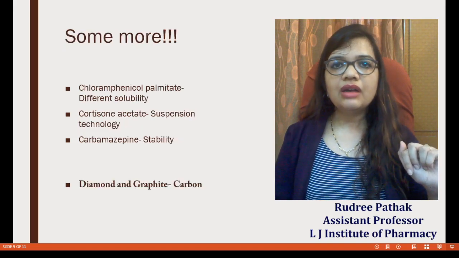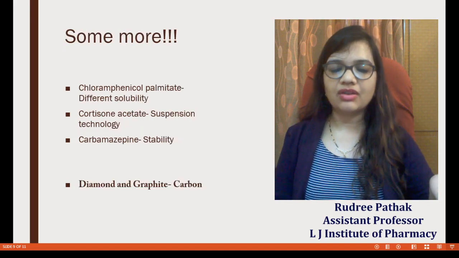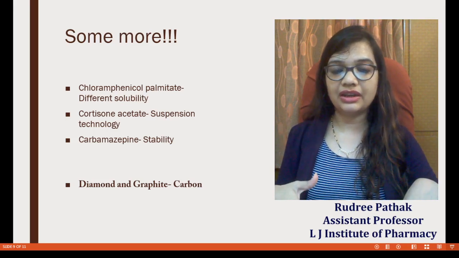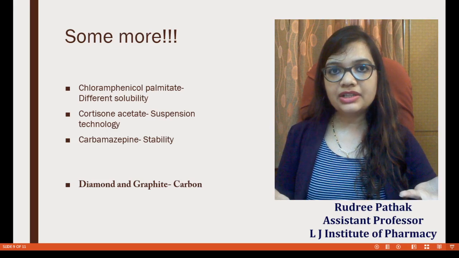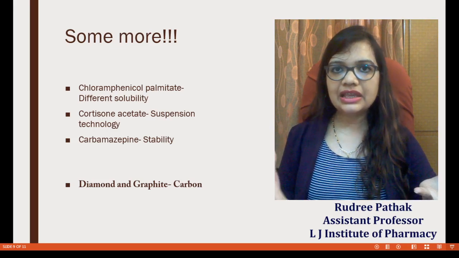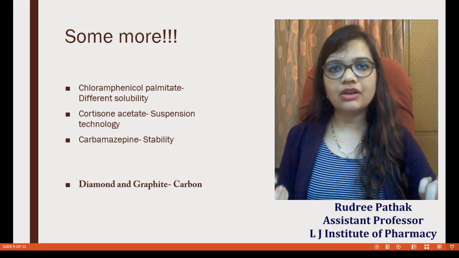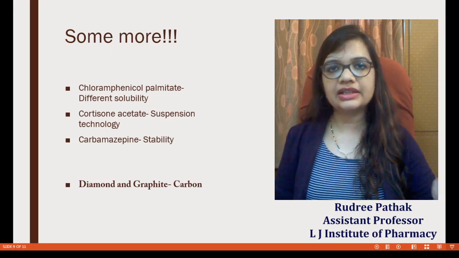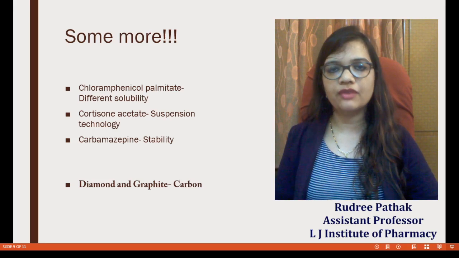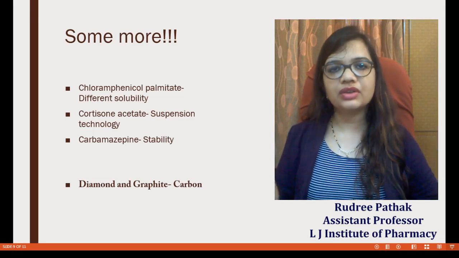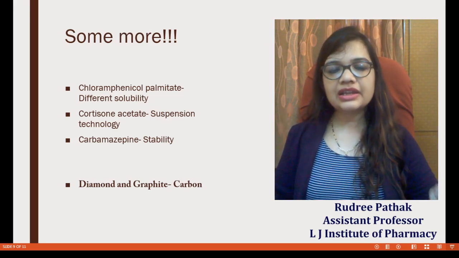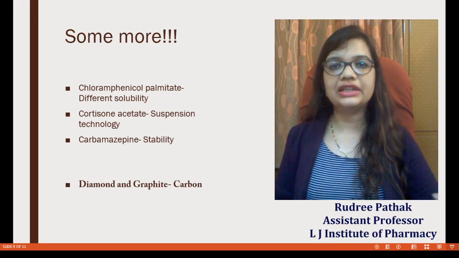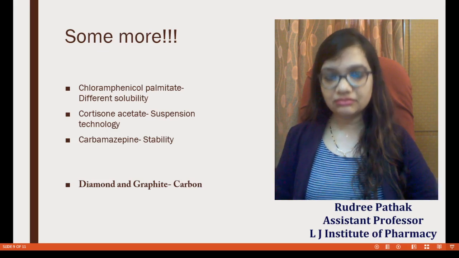Okay, now there are some other examples as well from the pharmaceutical industry and non-pharmaceutical industry. The first example is chloramphenicol palmitate, a very well-known broad spectrum antibiotic, and it exists in more than 4 polymorphs, and all of them show different solubility. So scientists select one of these polymorphs from which maximum solubility is achieved, and they prepare tablets and capsules out of it.